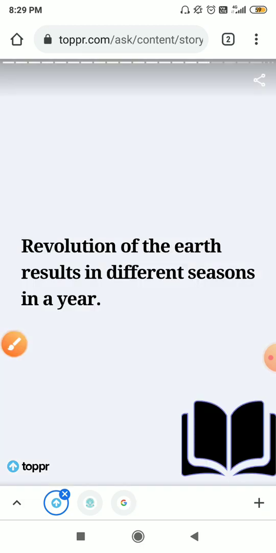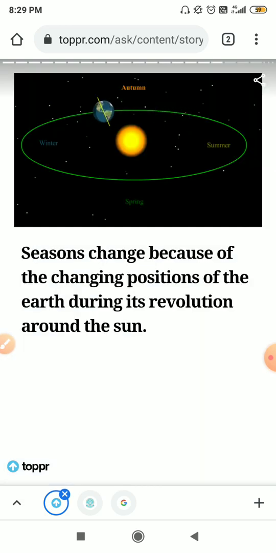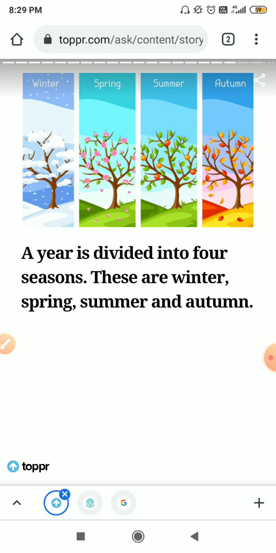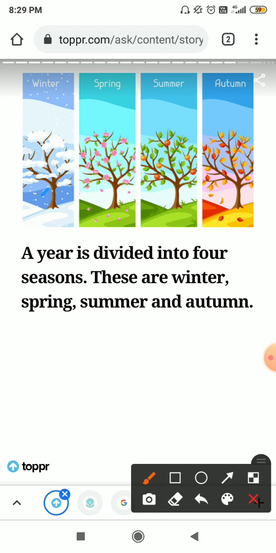The revolution of the Earth results in different seasons in a year. The seasons change because of the changing positions of the Earth during its revolution around the Sun. A year is divided mainly into 4 seasons, that is winter, spring, summer, and autumn.